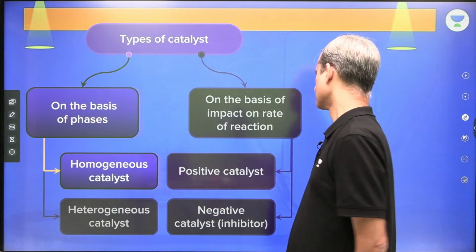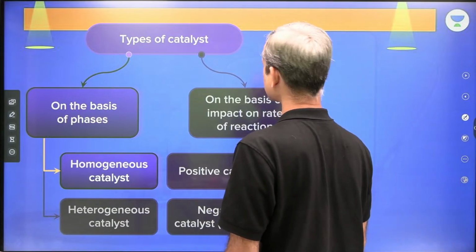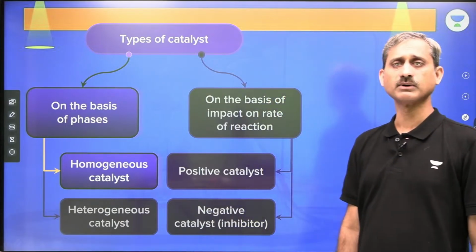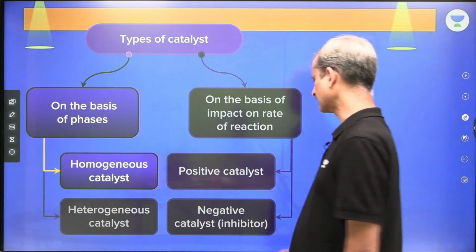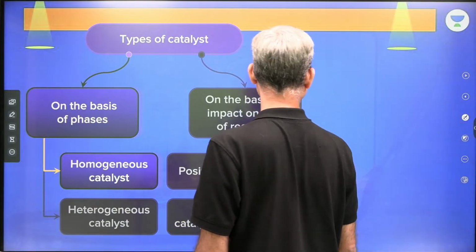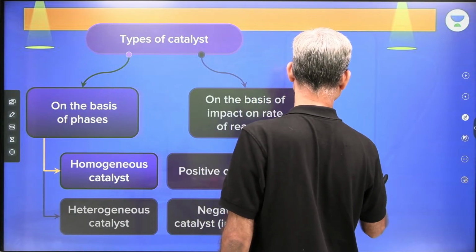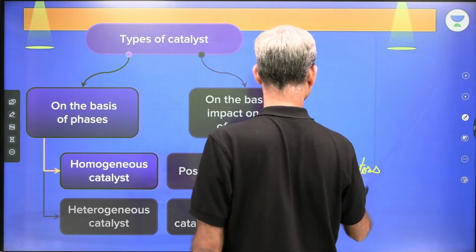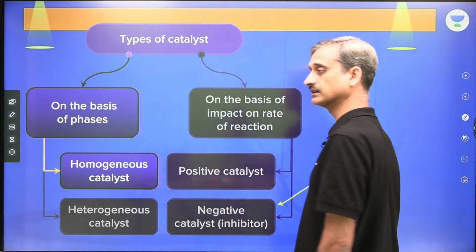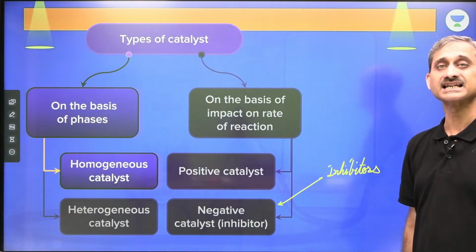But we need to understand, as far as NCERT is concerned, NCERT talks only about the positive catalyst. The negative catalysts are more often not termed as negative catalysts but inhibitors. So negative catalysts are more often termed as inhibitors.